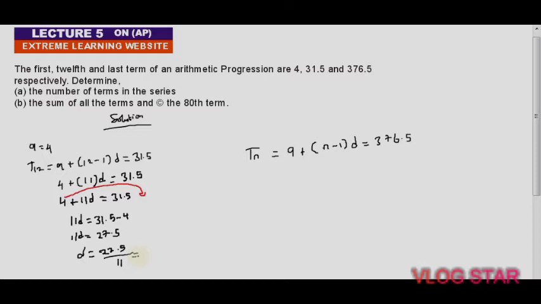So let's put it down here: 27.5 divided by 11 gives 2.5. And then we get the value of D here. The value of D is equal to 2.5. So we're done with this.